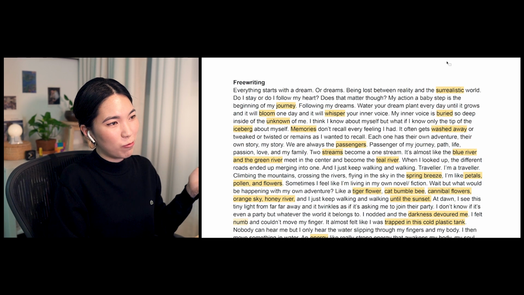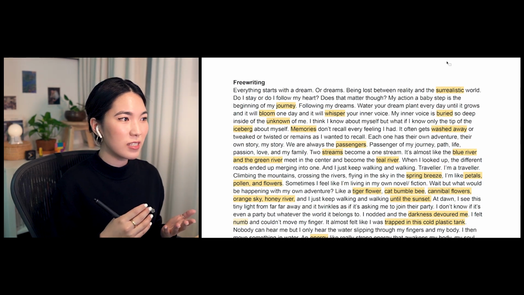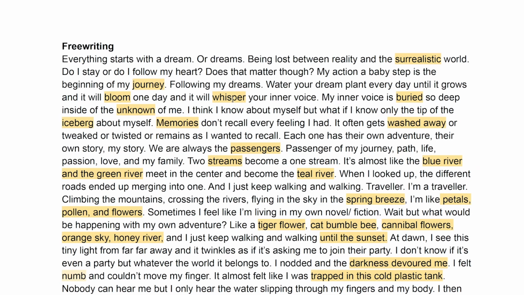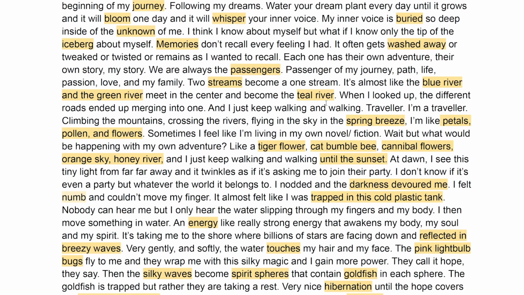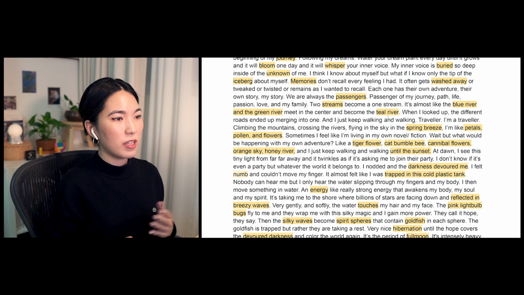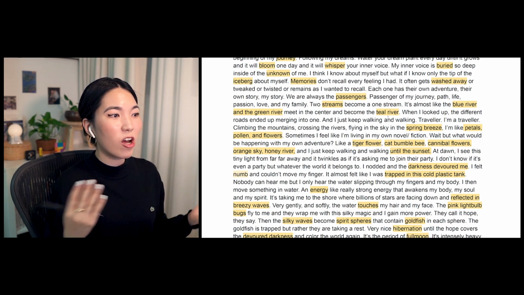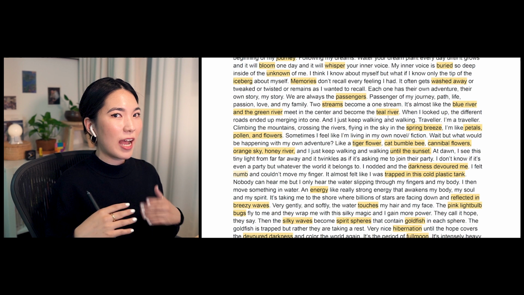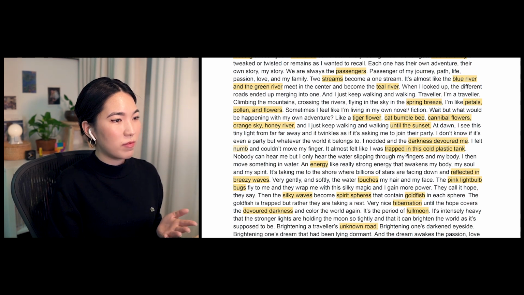Based on that, I would highlight some of the words that linger with me, and some of the words that I think could be visually interesting. Like here, surrealistic, journey, whisper, washed away, passengers, and the green river, or teal river, all these describable words. I highlight those, visiting the subconscious or unconscious level of my mindset, what I've been thinking about unconsciously. And here again, darkness devoured me, trapped in this cold plastic tank. So I highlight those words that I think would be interesting.